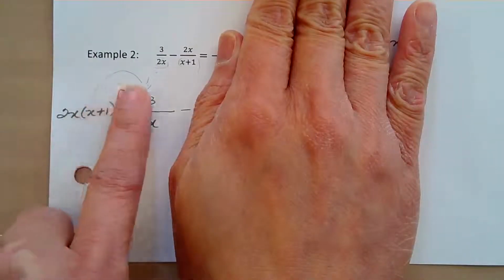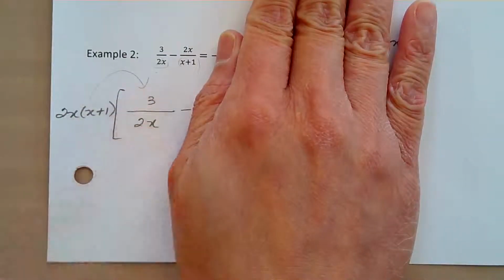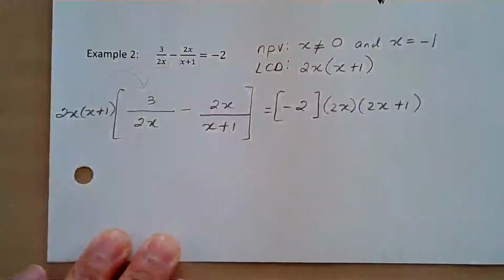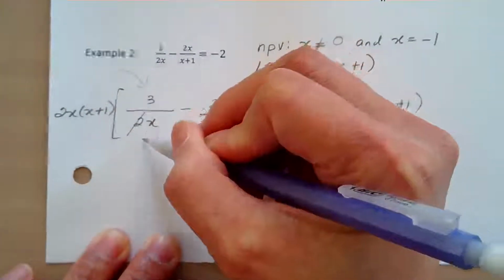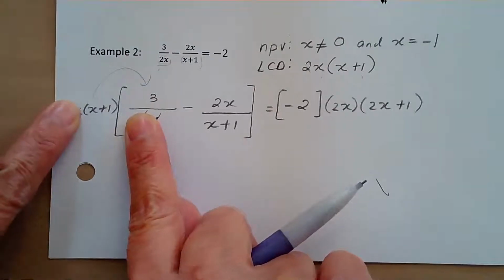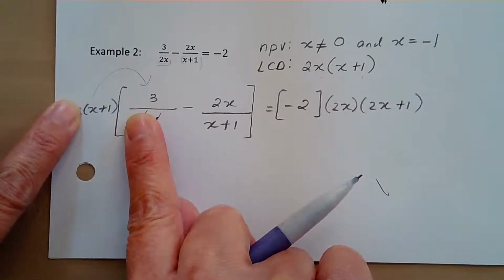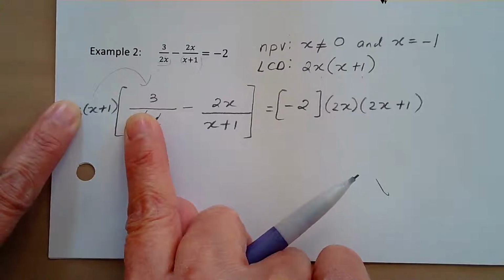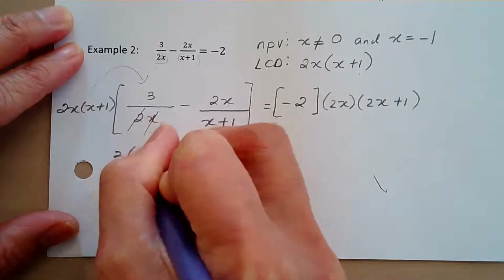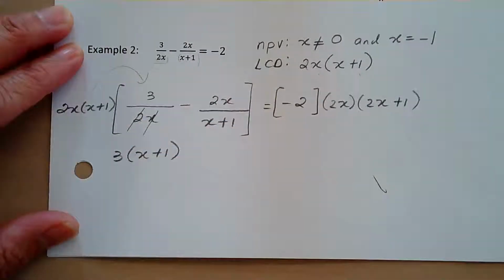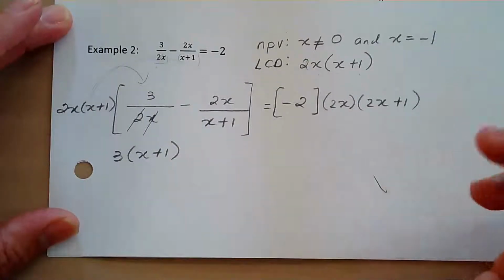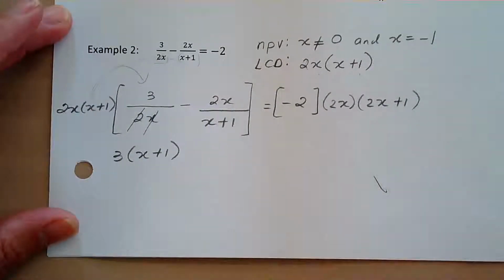If we multiply these by this one, anything cancels? The 2x in the denominator, this will cancel that one, right? What's left? X plus 1 times 3. Okay, so let's write that down. 3 times x plus 1. Okay, good. Now if I multiply this, there's a name for this. It's called the distributive property of multiplication.